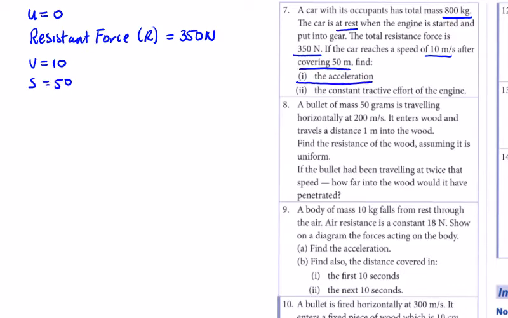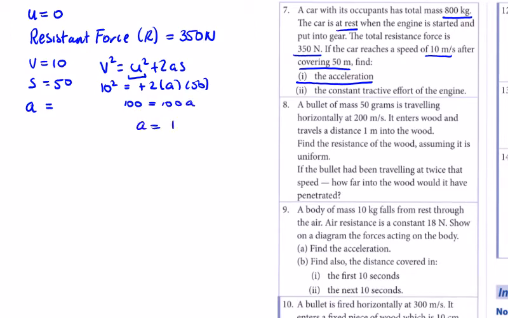Find a. Okay, well we have u, v, a, and s, so v squared is equal to u squared plus 2as is going to give me 10 squared is equal to my 0 plus twice a, and I've covered 50. So 100 is equal to 100a. So a in this case is 1 meter per second squared.